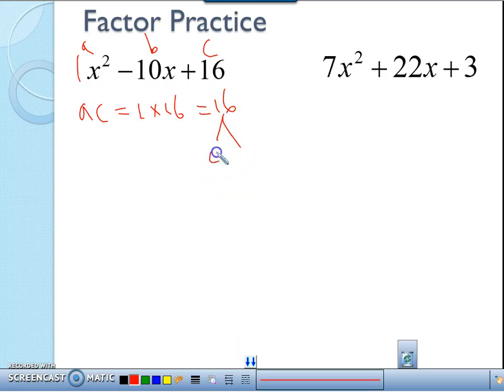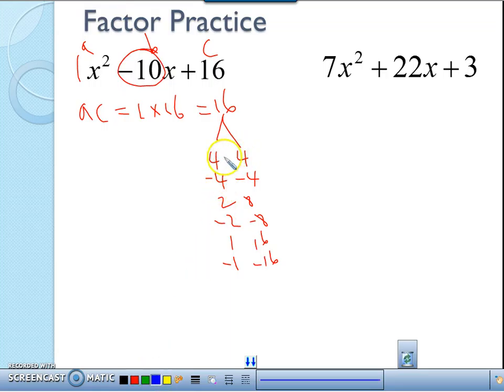Okay? And then after that, you need all possibilities, two numbers that you can multiply to get 16. So I can use 4 times 4, negative 4 times negative 4. I can try 2 times 8 or negative 2 times negative 8, because negative times negative gives you positive. So you have also 1 times 16 or negative 1 times negative 16. So you have all these possibilities.